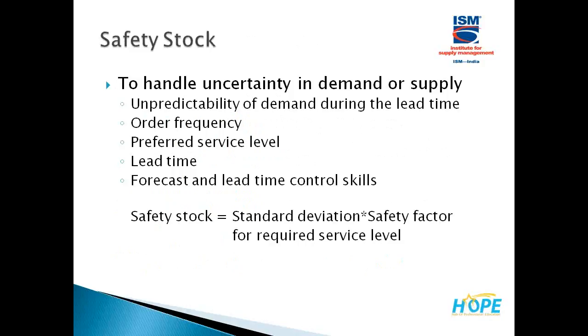Then it also depends on the service level. Suppose I want my customer service level to be more than 95%, then I will keep a lot of safety stock. If I say my customer service level is 99%, my safety stock will increase still more. Basically, you can calculate safety stock by standard deviation multiplied by the safety factor for the required service level. There is a table on the net which gives the safety factor for each service level. You can find the safety factor from that, multiply it by the standard deviation, and find your safety stock.